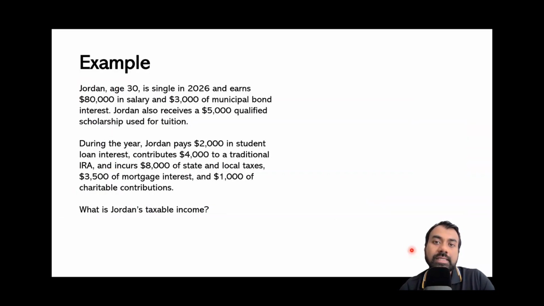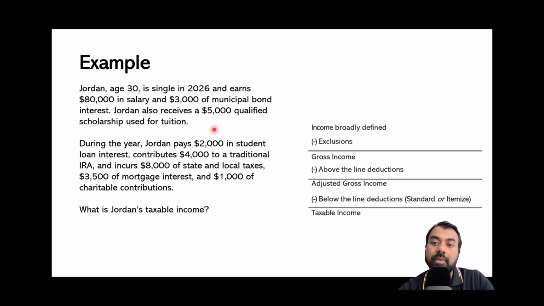Now let's look at an example of how this concept of standard deduction might be tested on the CFP exam in a different format. Here it says Jordan, age 30, is single in 2026 and earns 80,000 in salary and 3,000 of municipal bond interest. Jordan also receives a $5,000 qualified scholarship used for tuition. Okay, so rather than reading the whole question, maybe I'll just read it step by step, and I'll just focus on the income tax formula.